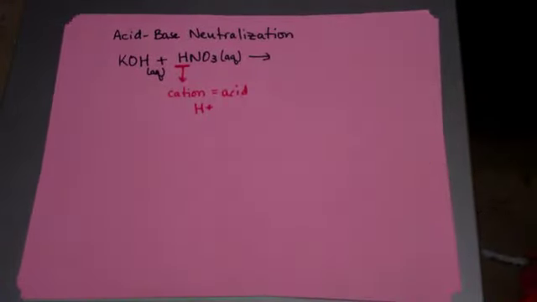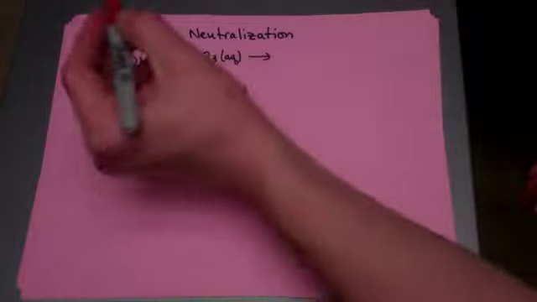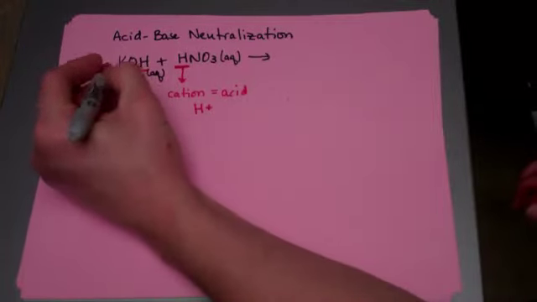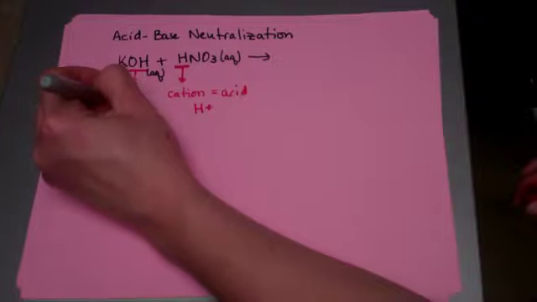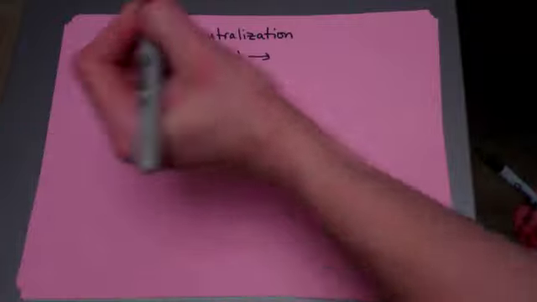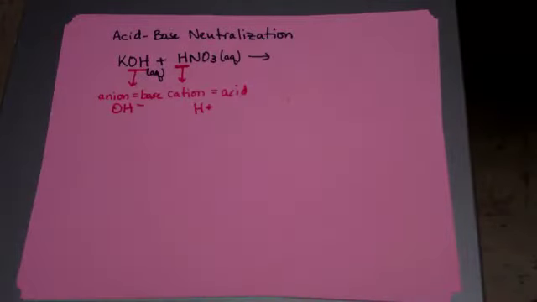So H plus is the acid. Then we also said that when we have compounds that have the hydroxide anion, this is the anion, and it is also going to act as the base, OH minus. So that's how we recognize when we have an acid or a base present. So this is a way to recognize an acid-base neutralization reaction.